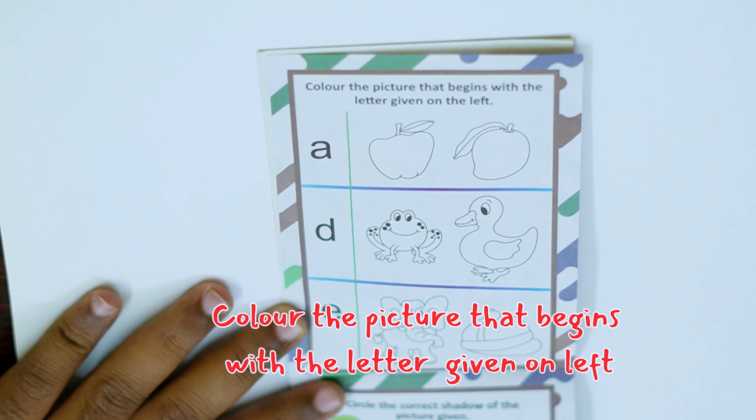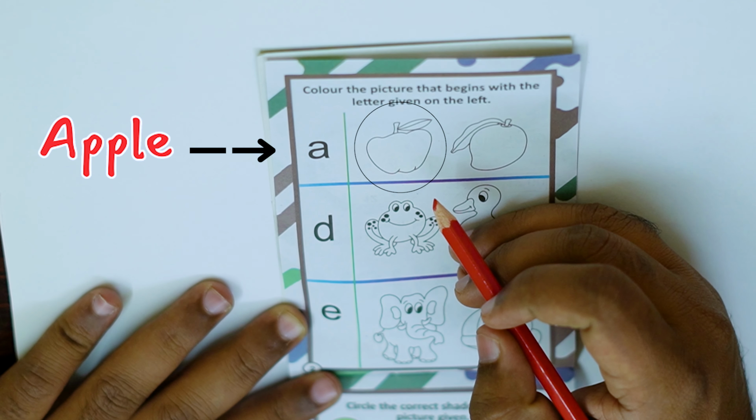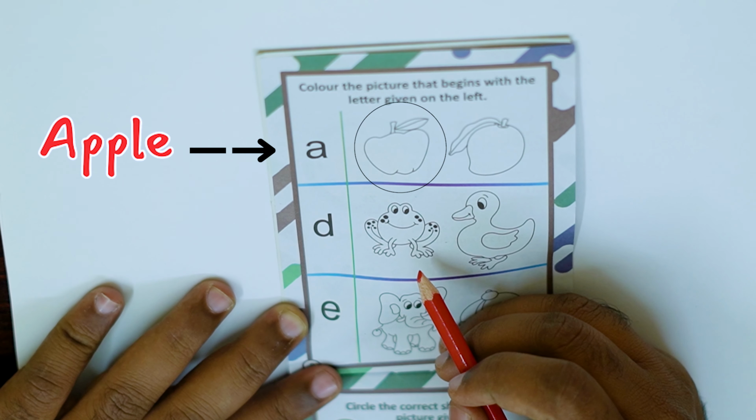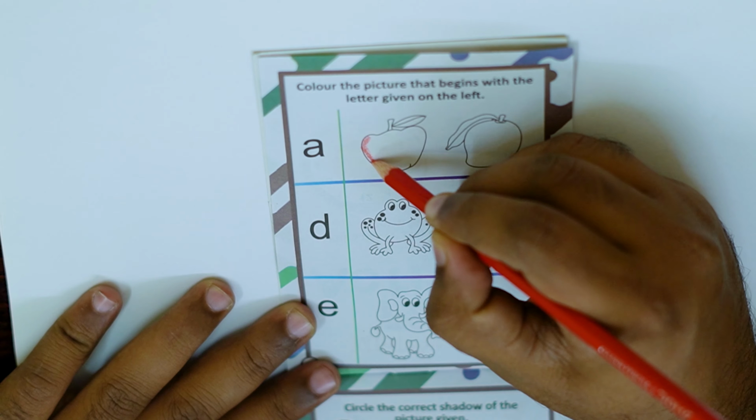Yay! The next activity is color the picture that begins with the letter given on the left. The first letter is A, and A for apple. It's time to color the apple.